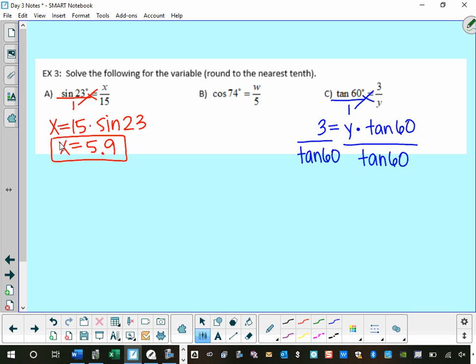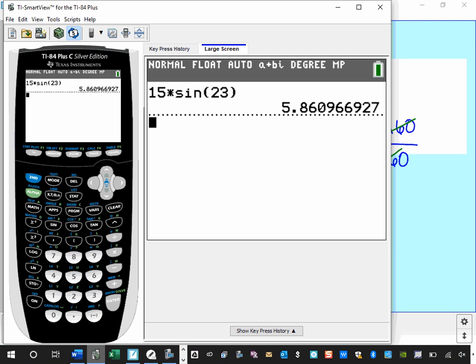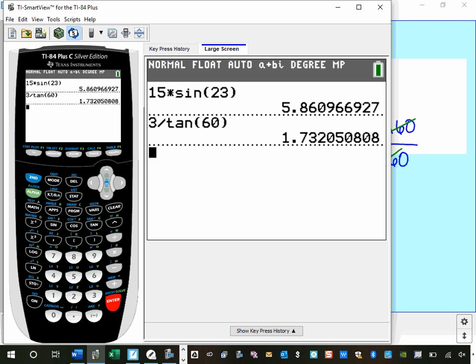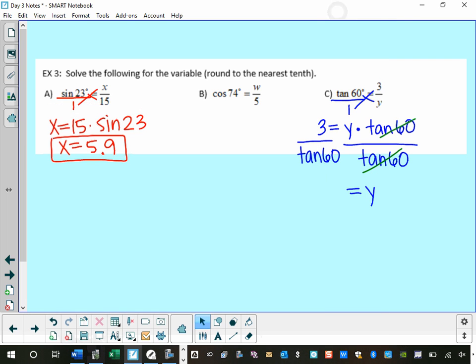Because now I can cross this out, and I'm left with y is equal to, let's go over our calculators. What was it? 3 divided by tan, which is 2 steps above 9, and it was 60, right? Yep, 1.7. You guys get that? Good. So y equals 1.7. Pretty easy, right?